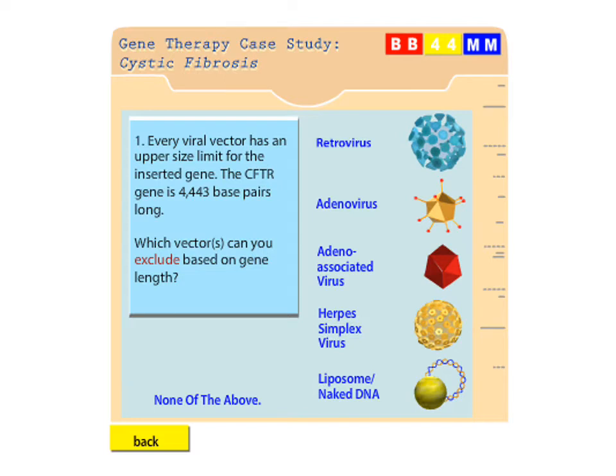Every vector has an upper size limit for the inserted gene. The CFTR gene is 4,443 base pairs. So which vectors listed on the right-hand side of the slide can we exclude based on gene length? To answer that question, you would want to go back to the info slides for each of the different vectors, and what you would see is that none of the above can be excluded because the CFTR gene is relatively small, so we're not going to have an issue with size.